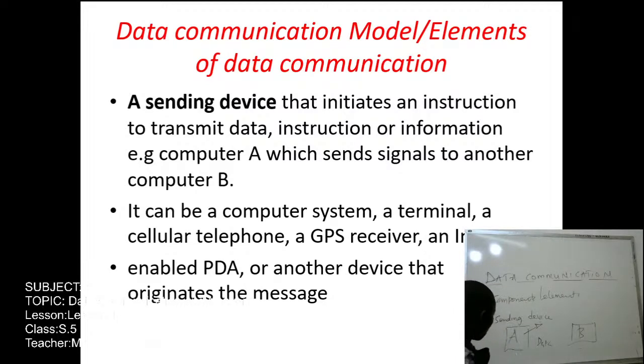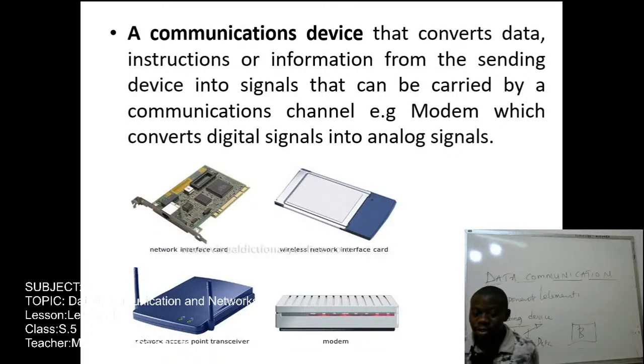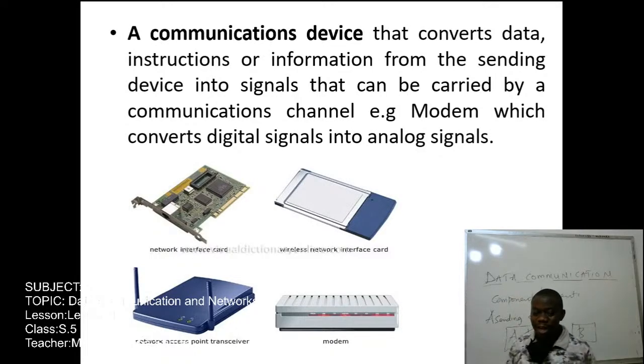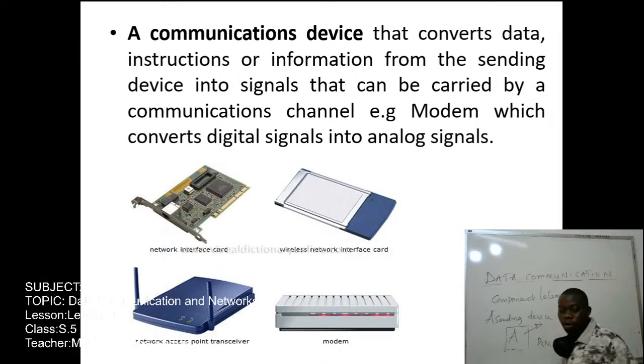Let us move on to another component or element of what we call the data communication model. The next one is called a communication device. Hope people are going through now. A communication device. We are saying a communication device is the device that converts data, instructions, or information from the sending device into signals that can be carried over what we call the communication channel.